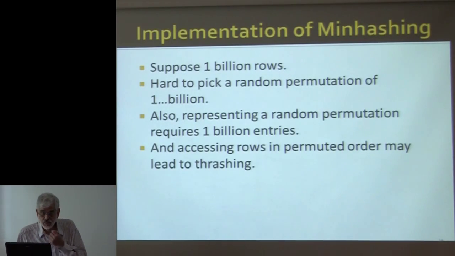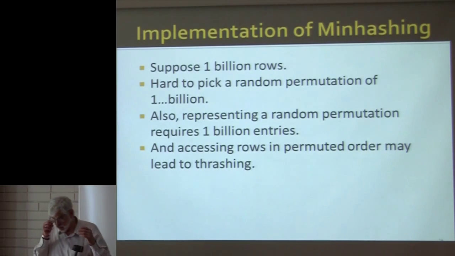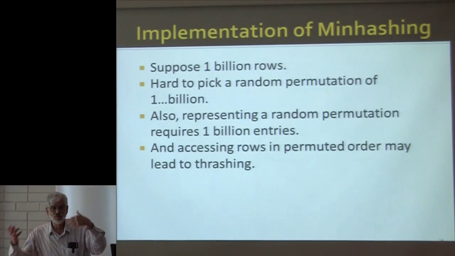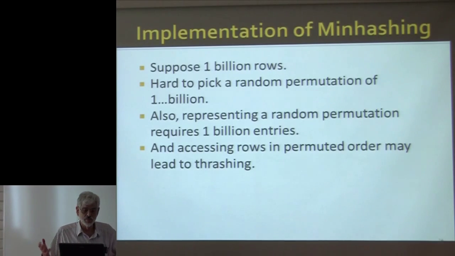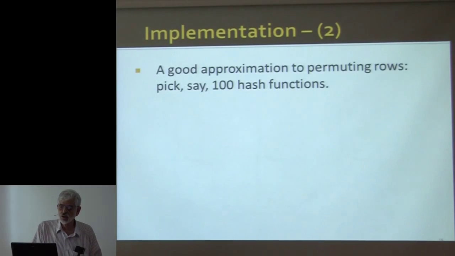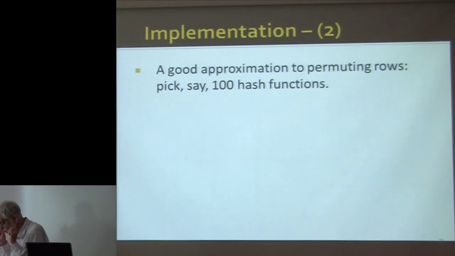And then if the matrix is wide, and I don't have too much main memory these days, to actually access rows in some random order, I'm often having to pull them off of disk because the matrix itself doesn't fit in main memory. So again, I really don't want to do min-hashing the way I described it, where I pick a random permutation. So what I'm actually going to do, and this is why it's called min-hashing, is use real hashing.